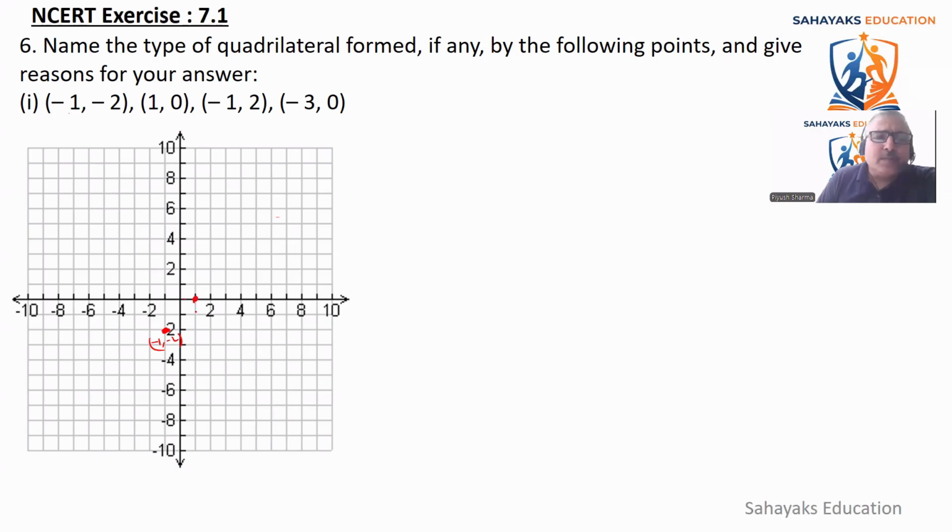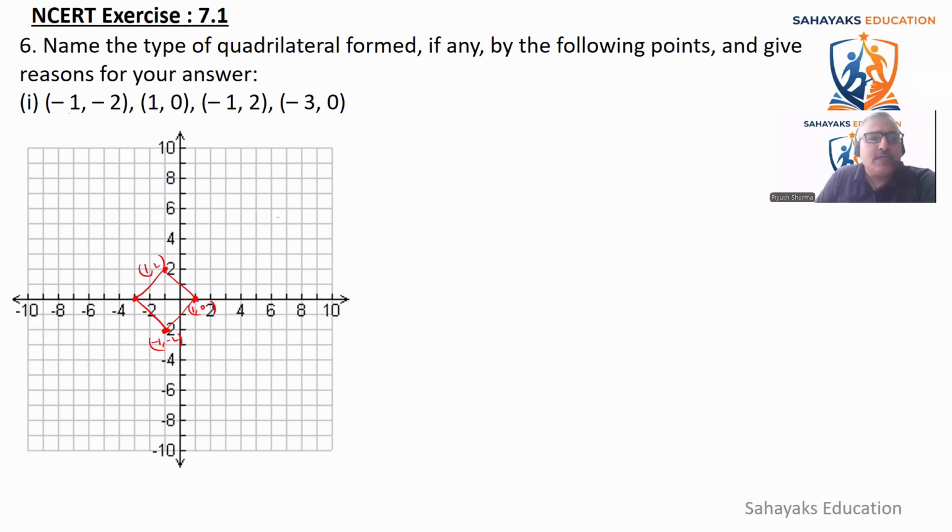The points are (-1, 2), (1, 0), (1, 2) and (-3, 0). This is the point (1, 0). This is (1, 2). Then (-3, 0). So this seems like a square. So we can say it is a square.